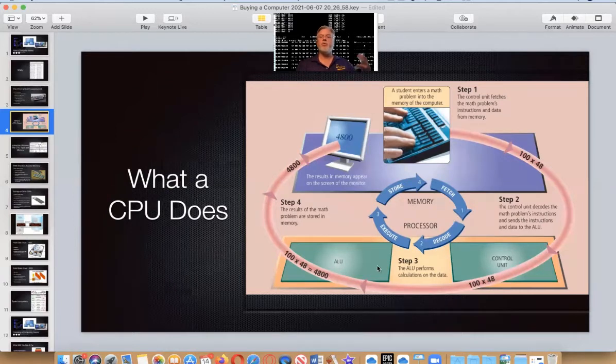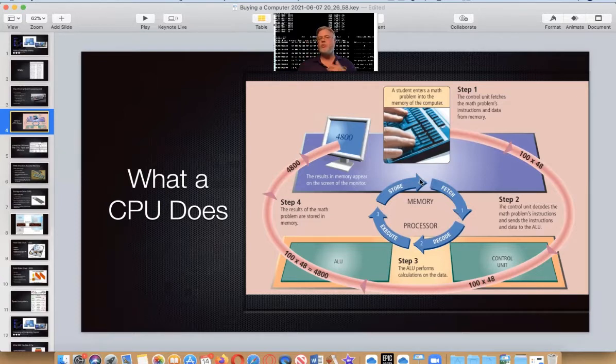You go ahead and perform what you need to do. Then it performs what it needs to do. And then in step four, the results of the problem are stored back into memory. And then we start the whole process over and over again. And there's millions of calculations going on. So you follow this same process over and over again, where you fetch, you decode, you execute, and store.